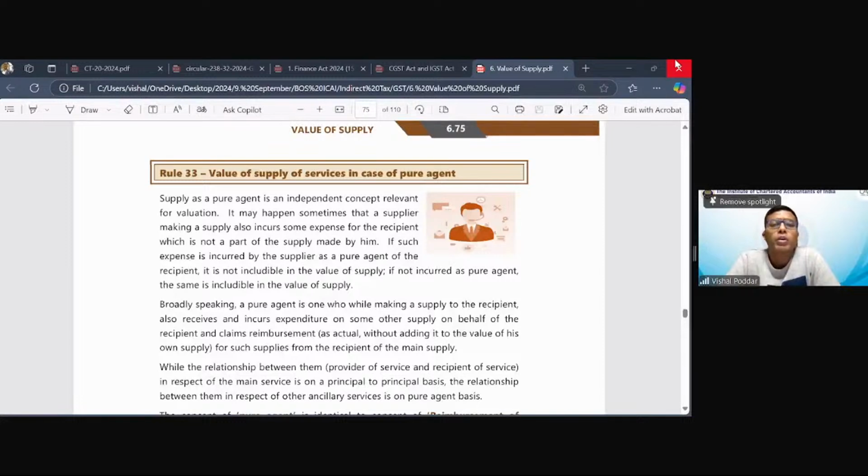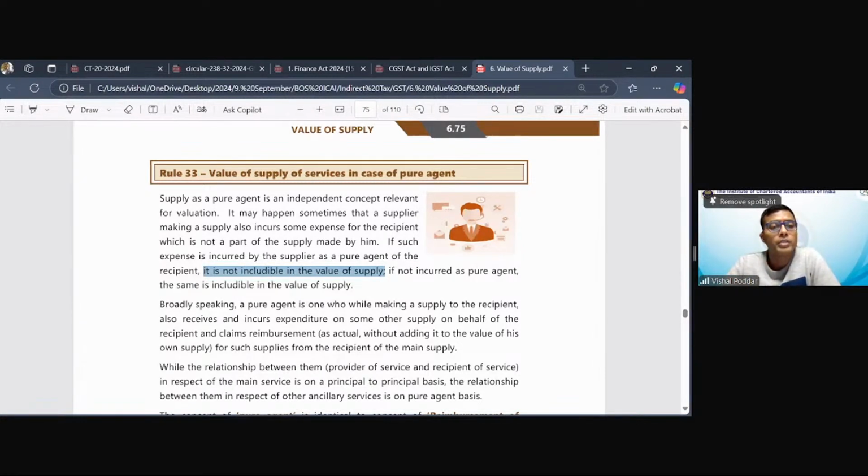And this is where Rule 33 says that if I have acted as your pure agent and on your behalf I have paid some amount, which I am now recovering along with my service price, the amount which I have paid on your behalf as a pure agent will not be included. It is not includable in the value of supply. And then further it says, if it is not incurred as pure agent, the same is includable. I'll give you that example also.